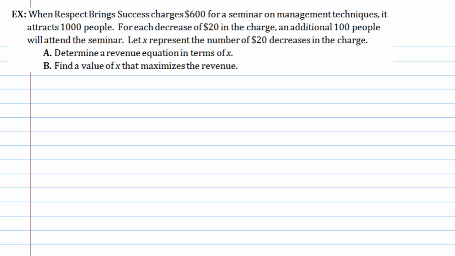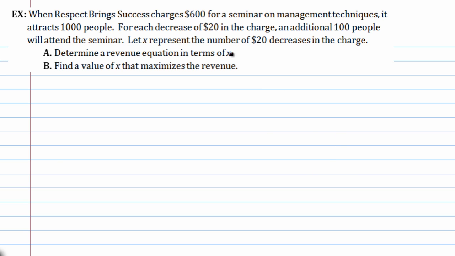Now finally on to what I find to be the most entertaining styles of problems for quadratic models. And these are basically like revenue problems. You want to know how much money you're making, or profit problems or something like that. So when a business charges $600 for a seminar, it attracts 1,000 people. Each person pays $600. But whenever they start to drop the price, of course more people are going to show up, right? So for each decrease of $20, an additional 100 people will attend the seminar. Let X represent the number of $20 decreases, and let's determine a revenue equation and then maximize that revenue.